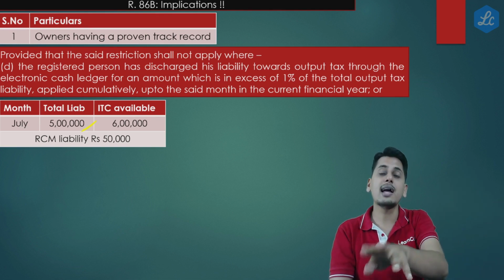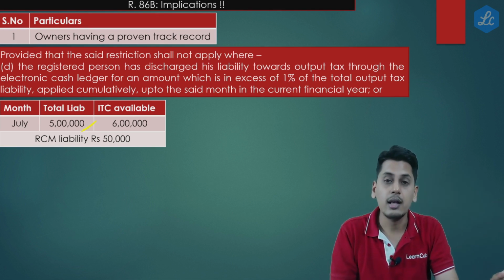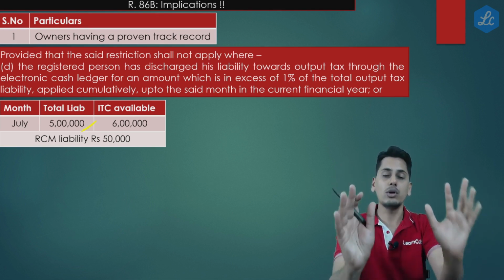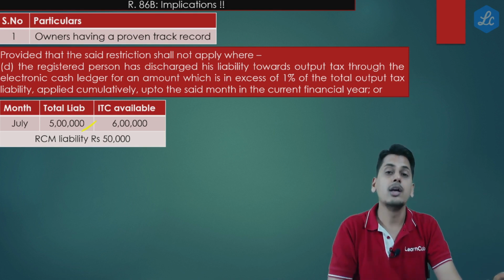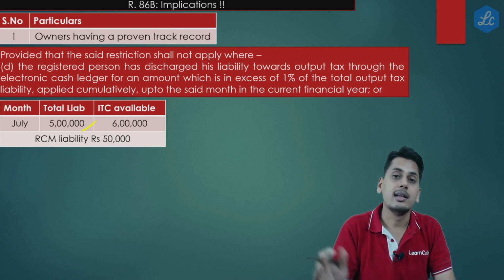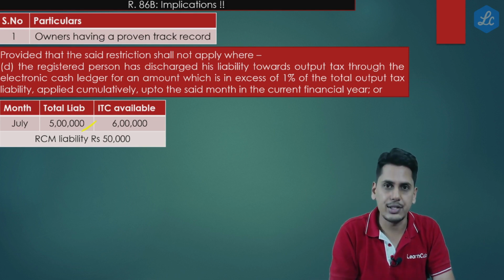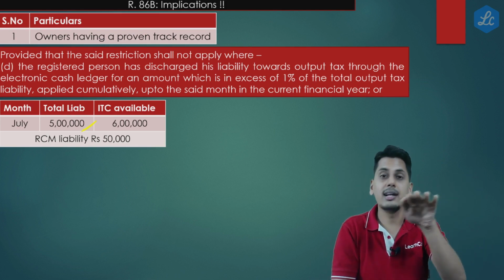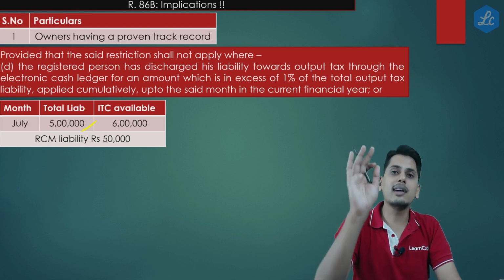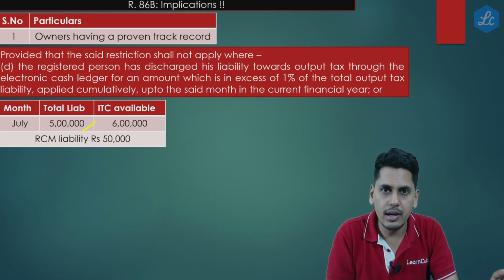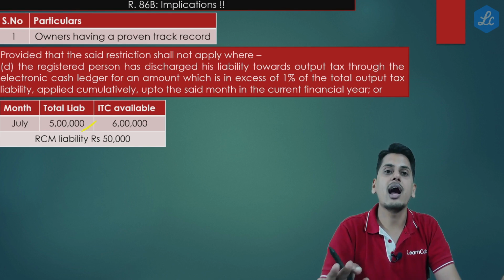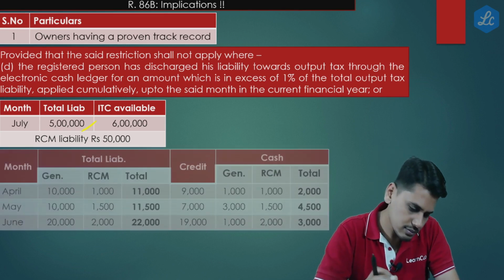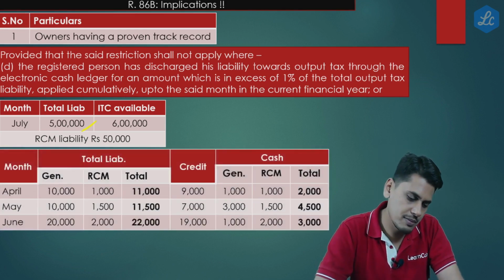You might have paid RCM taxes through cash ledger only, but when you are going to consider what is the total amount I have paid from my cash ledger, you are not going to consider the RCM liability paid from cash ledger. So when you are going to see 1%, total amount paid by cash ledger divided by total liability, neither the numerator nor the denominator is going to have any RCM effect. Let's have a look at the statistics.